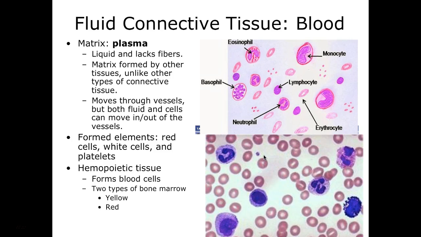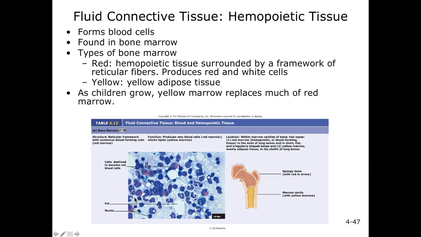Your hemopoietic tissue is going to help form blood cells. The area where we can find this is our bone marrow. So within those long bones, mostly are going to have the red bone marrow, and that's where we get the formation of these blood cells. We also have yellow bone marrow, but that's mostly going to contain fat.